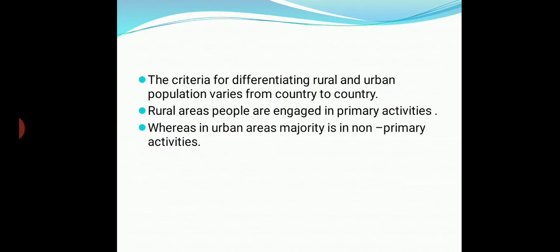There's a communication gap. People are so busy in their own life that they do not have time to interact with each other. Rural areas, as you all know, earlier I have mentioned also, people are engaged in primary activities: agriculture, fishing, cottage industries. But in urban areas, non-primary activities. They go to the industries, they go to the banks, tertiary services, various kinds of services. So that comes under non-primary activities.